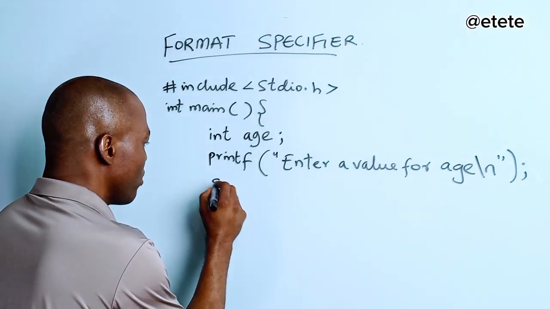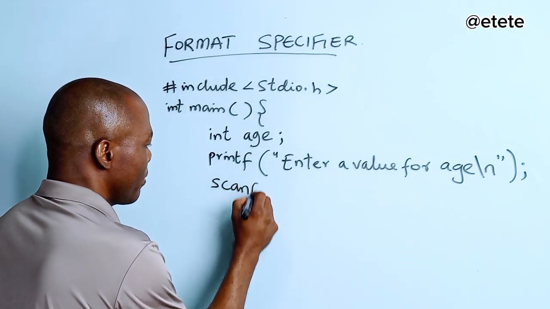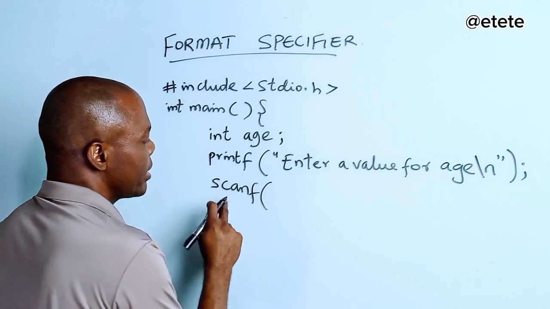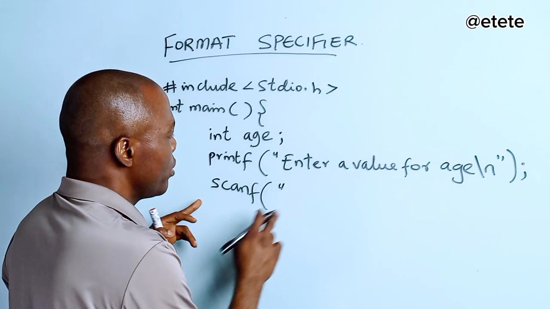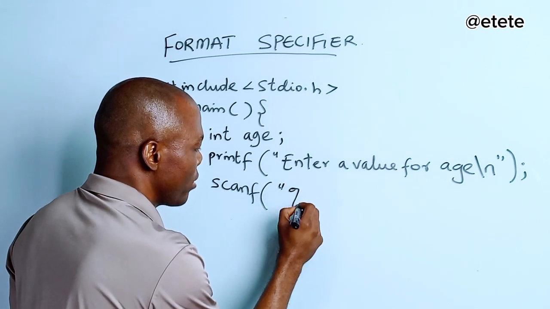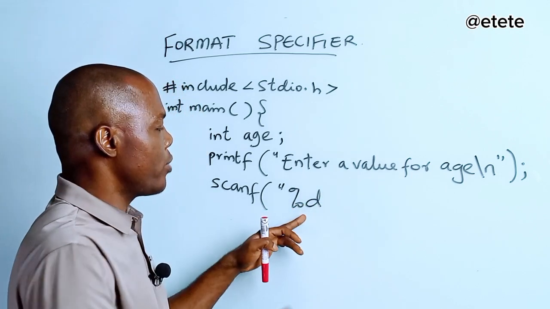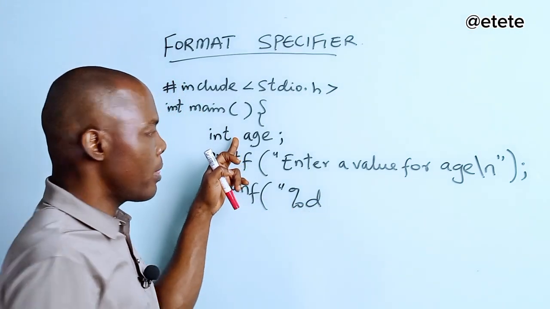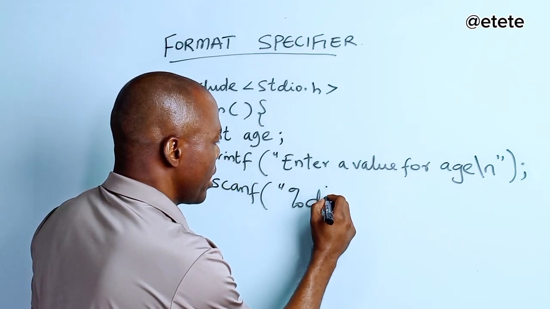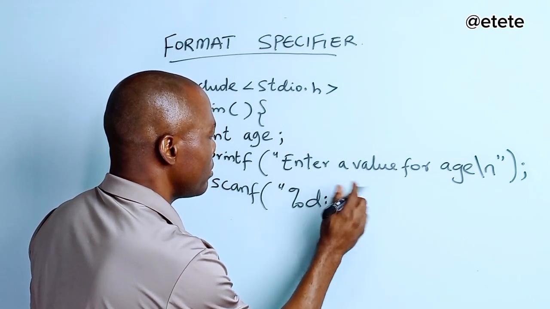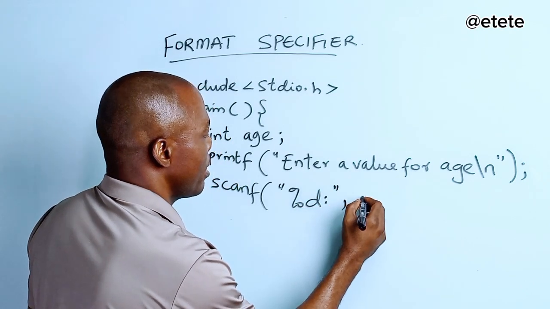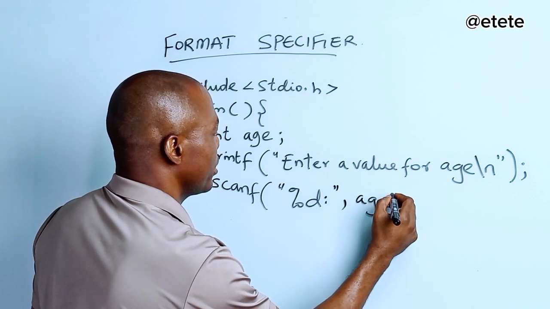So that function will be what? Scanf. This scanf will be used to take a value out from that stream and then put it into this realm, which is what? The integer realm. So I will do this, and then that will be expecting age.